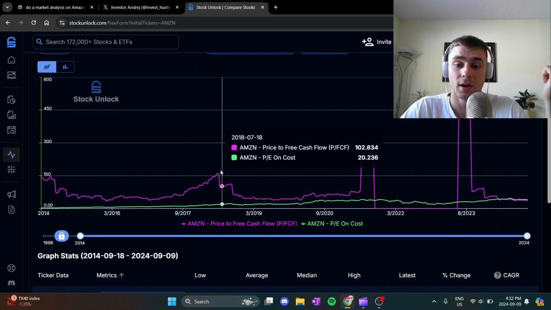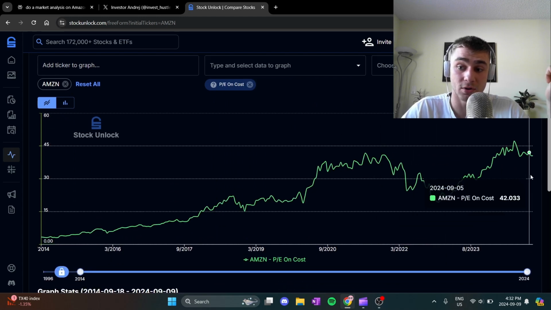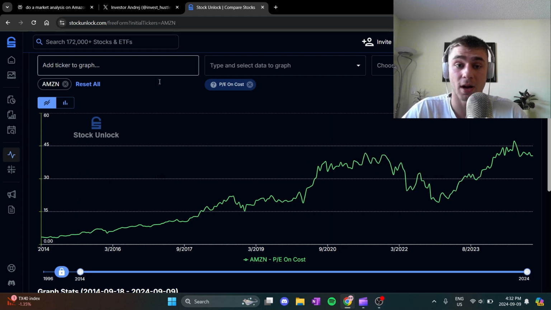We can see how it's been trading relative to price to earnings. It's trading at 40 times earnings right now. I don't know if that's right, but it doesn't matter. I'm just giving you guys an example of how I use Stock Unlock.